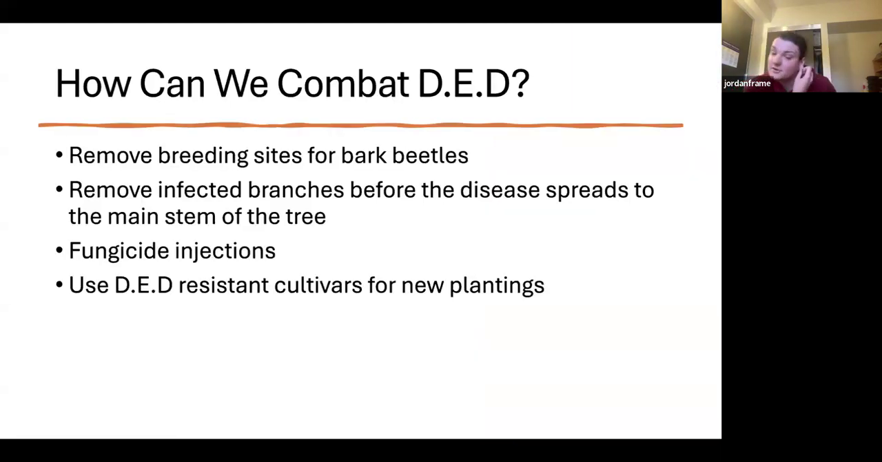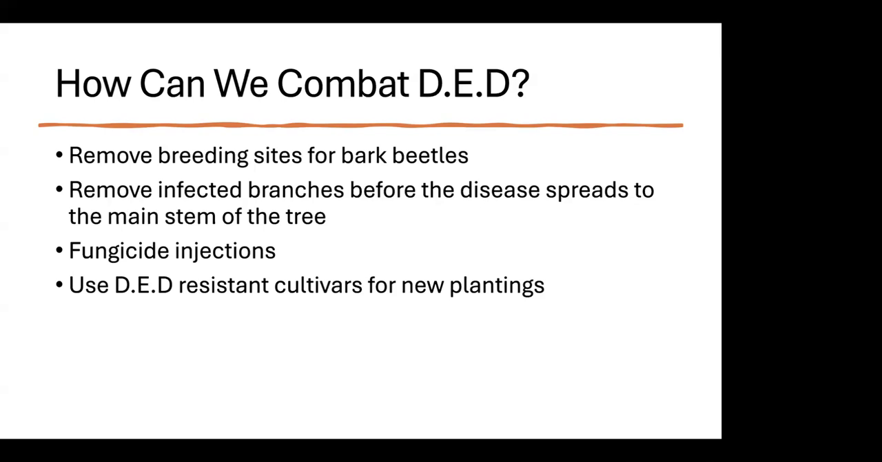How can we combat Dutch elm disease? There are multiple ways to do so. One of them includes removing breeding sites from bark beetles, like cleaning up dead or infected wood, which takes a lot of physical labor. You can remove infected branches of the disease before it spreads to the main stem of the tree, which again poses some issues due to the fact that it requires a lot of monitoring and physical labor.